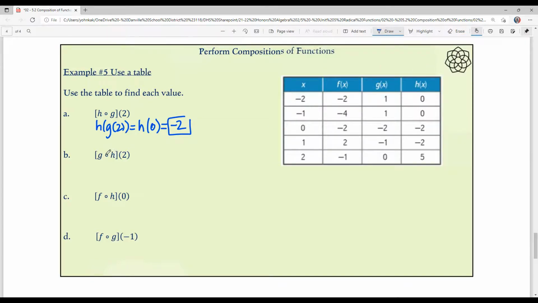All right, the next one is g of h of 2. So that's g circle h of 2. That's like finding g of h of 2. So leave the g alone and find h of 2. So here's h, here's 2. They cross at 5. Then I need to find g of 5. So I find the g column. I find the 5 row. Ooh, there isn't one. So guess what? This does not exist.